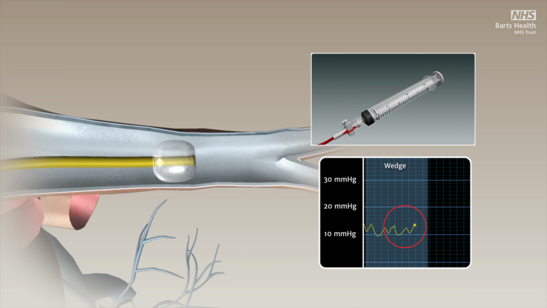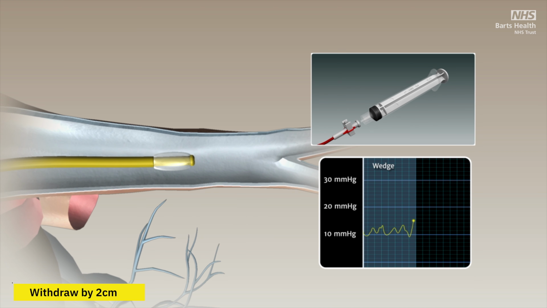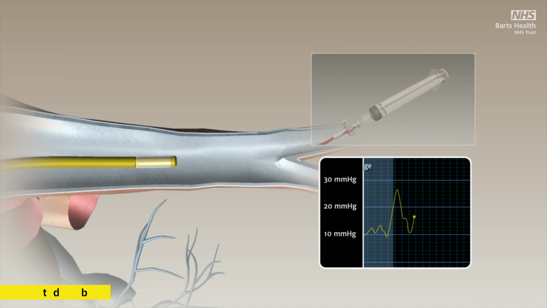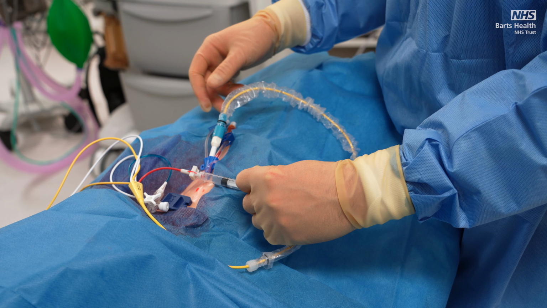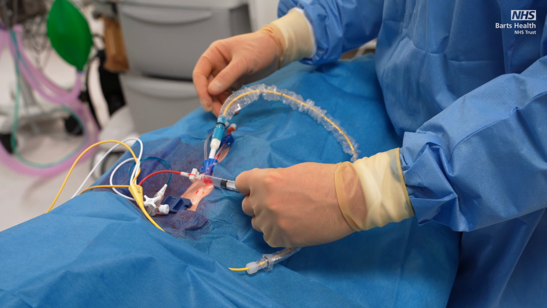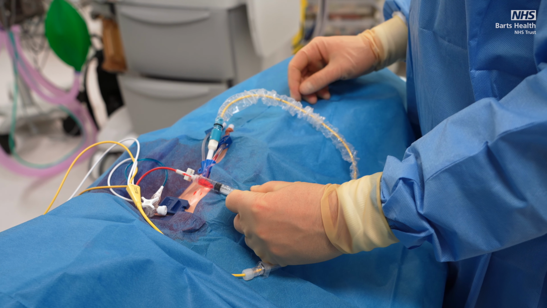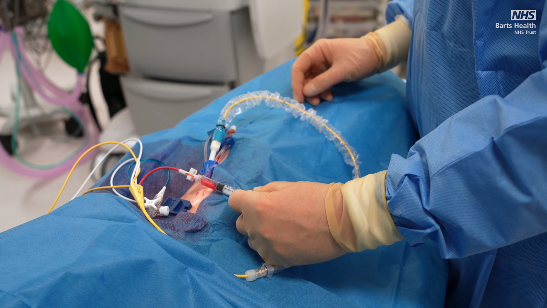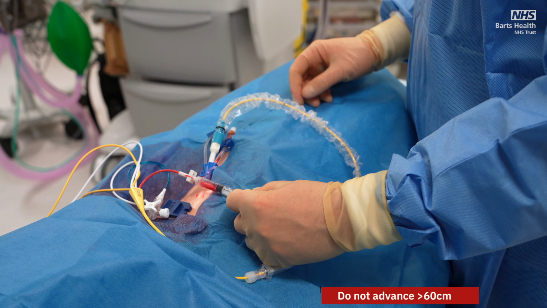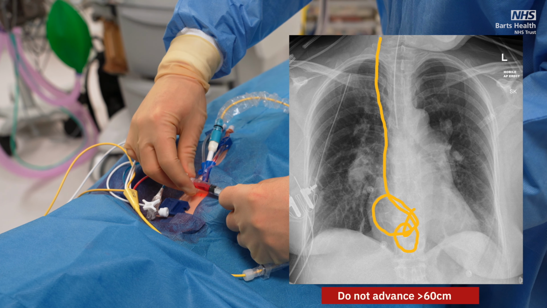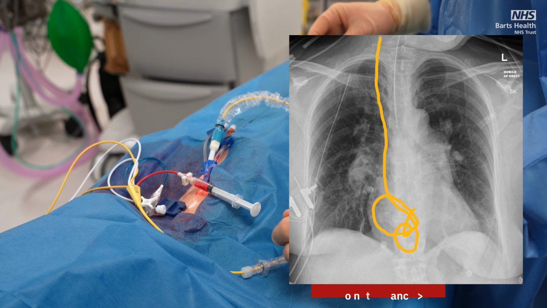At this point, deflate the balloon and withdraw by 2 centimetres. This is vital to avoid lung ischemia or pulmonary hemorrhage. Please note, it is not always possible to obtain this. If you have not obtained it at 60 centimetres, please stop advancing and leave the balloon deflated, as you risk coiling the catheter in the ventricle.